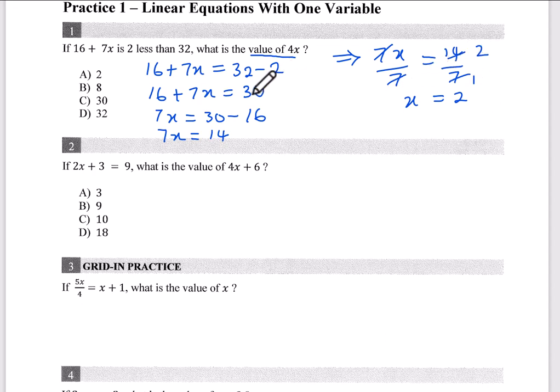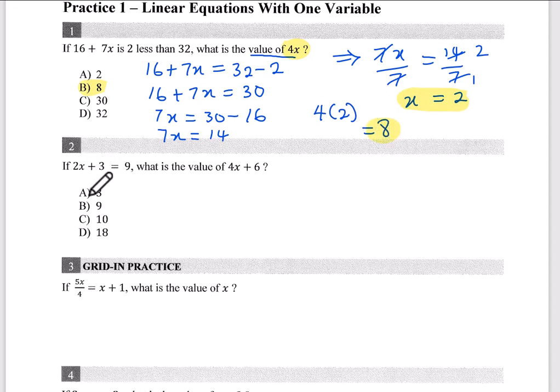Okay, having said that, they ask for the value of 4x. So I'm paying attention to that. 4 brackets, what is x? x is 2. We've solved for x to be 2, and that's 8. So our final answer here is 8 and we're going with B, right? Because the value of x is 2, so 4x gave us 8. Let's go for the next question.